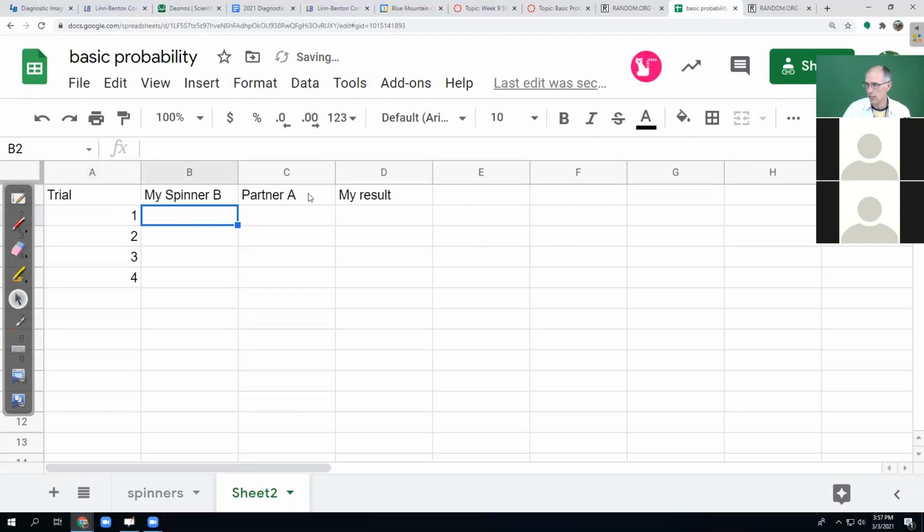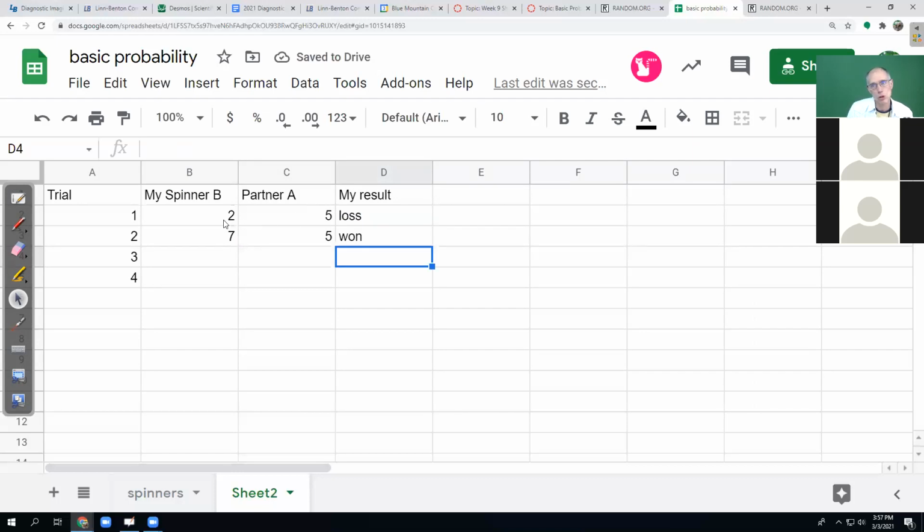So maybe I had spinner B and I got a 2, my partner got a 5 on theirs, so I have a loss. And then I just keep doing that over and over. This time I spun a 7, my partner got a 5 again, this time I won.